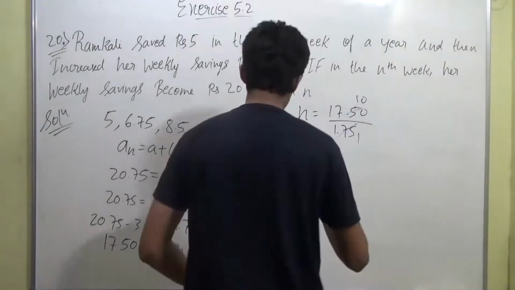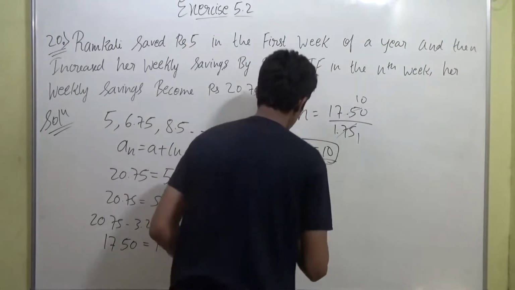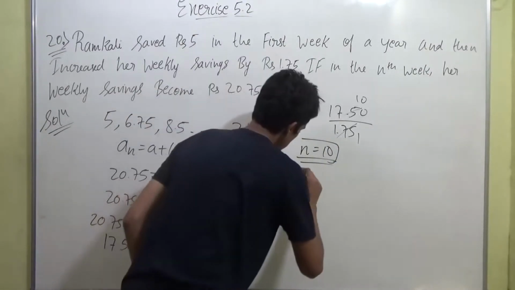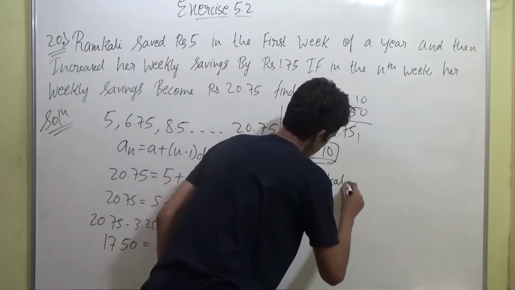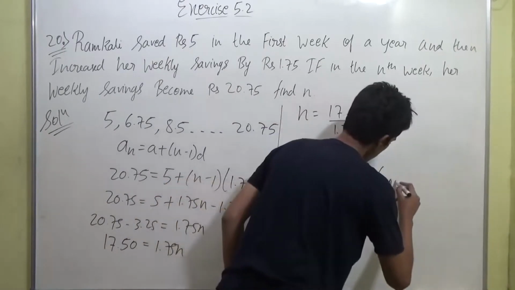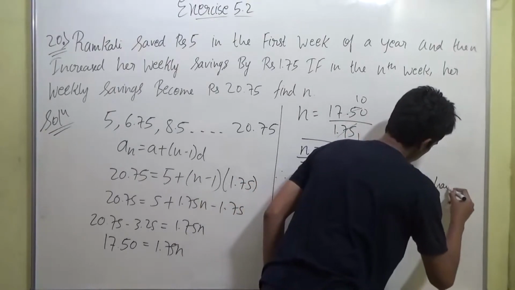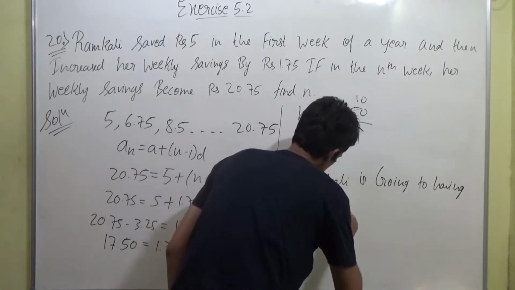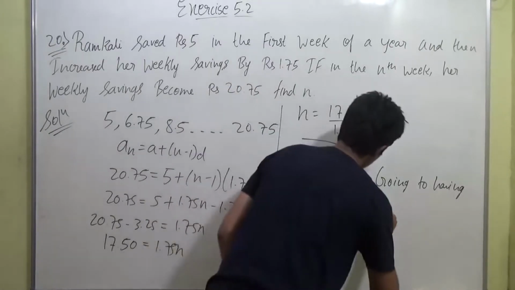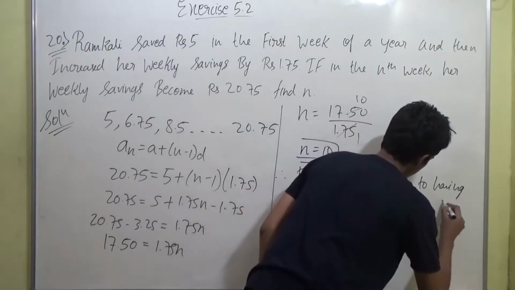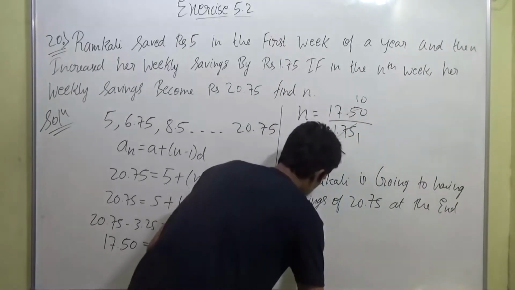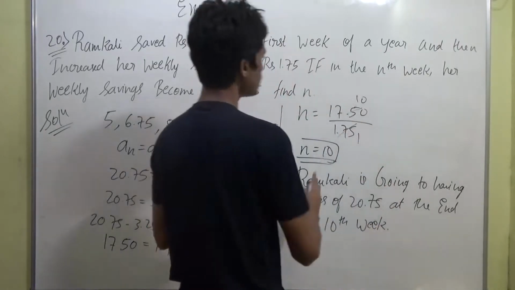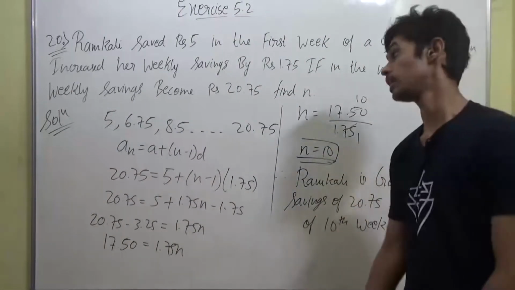Let me write the conclusion as well. Therefore, Ramkali is going to have savings of 20.75 at the end of the 10th week. So this is the full solution of question number 20, guys.